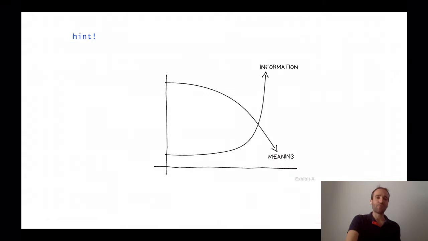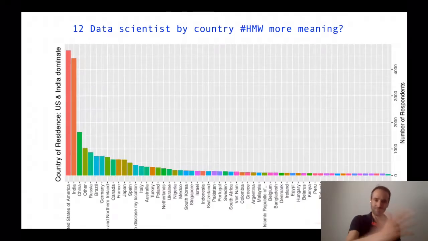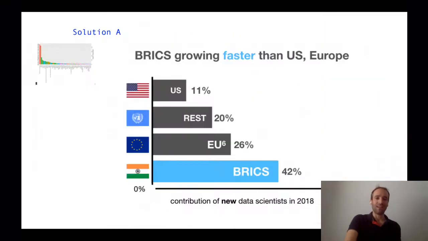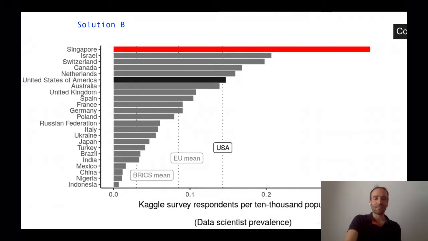Another solution to create more meaning out of this chart, which is completely boring, is to use a thing from socioeconomics called data scientist prevalence. So in socioeconomics, you have prevalence of doctors per 10,000 population, and they use this to compare the quality of healthcare in each population, right? So we could borrow this idea from socioeconomics and apply it to countries and then rank the countries.